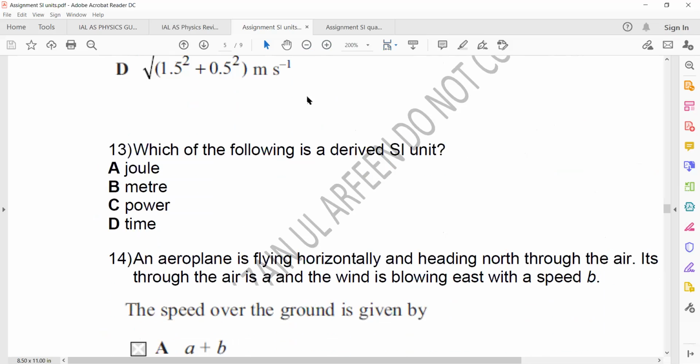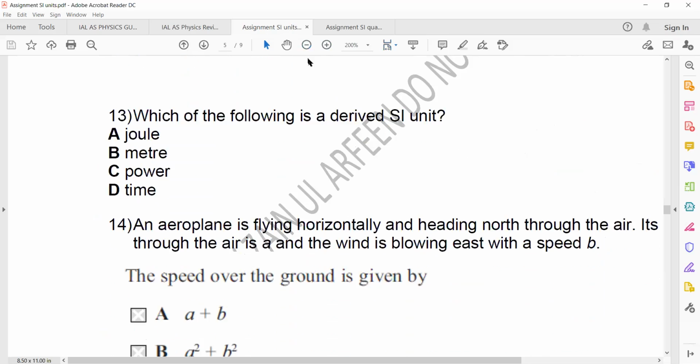Which of the following is a derived SI unit? Derived SI unit. There is an SI unit and an SI quantity. A quantity is the physical quantity, while the unit, for example the unit of time, is second. So time is a quantity and second is a unit. So which one is a derived SI unit, not a quantity?